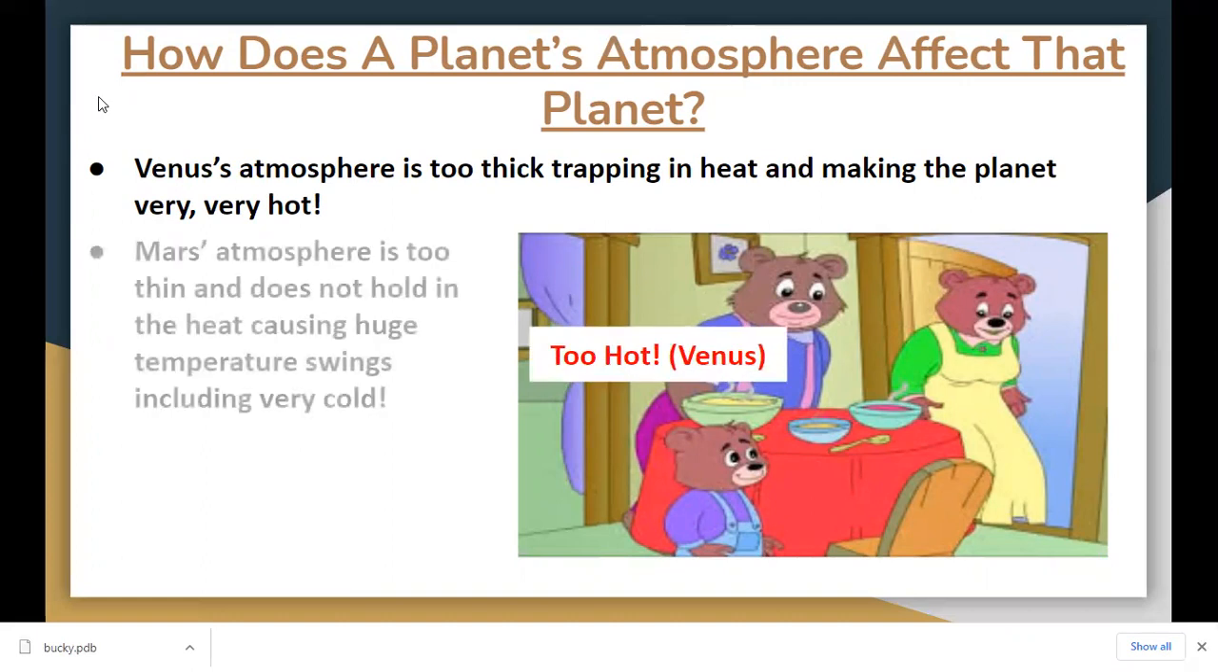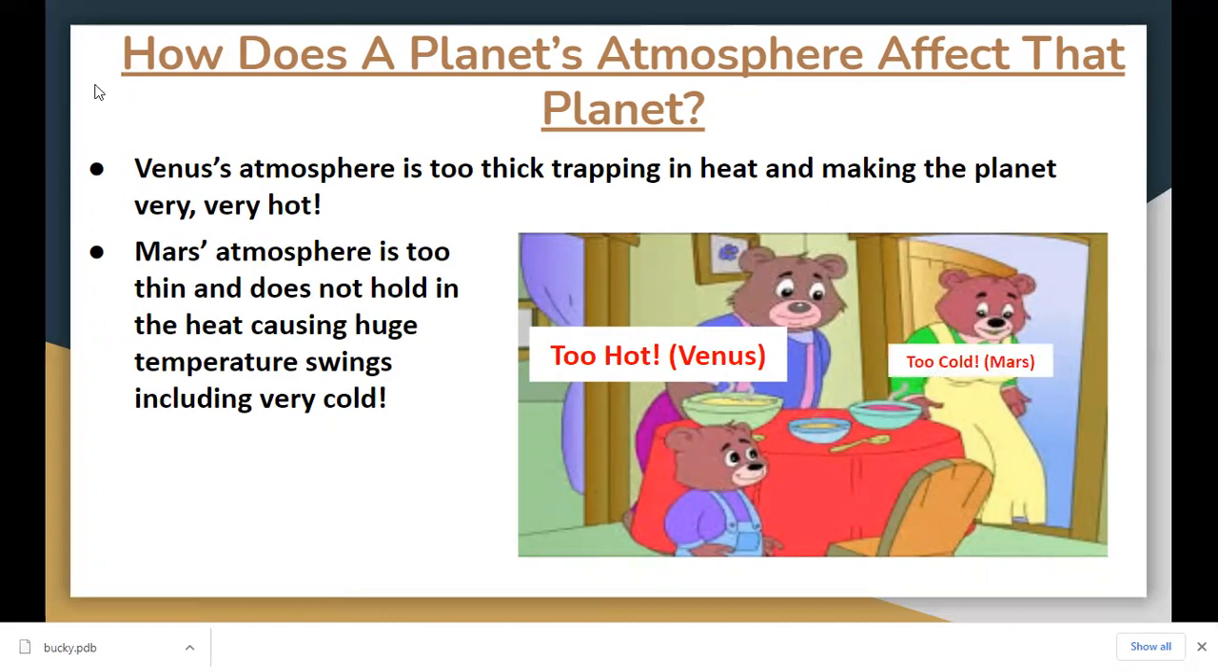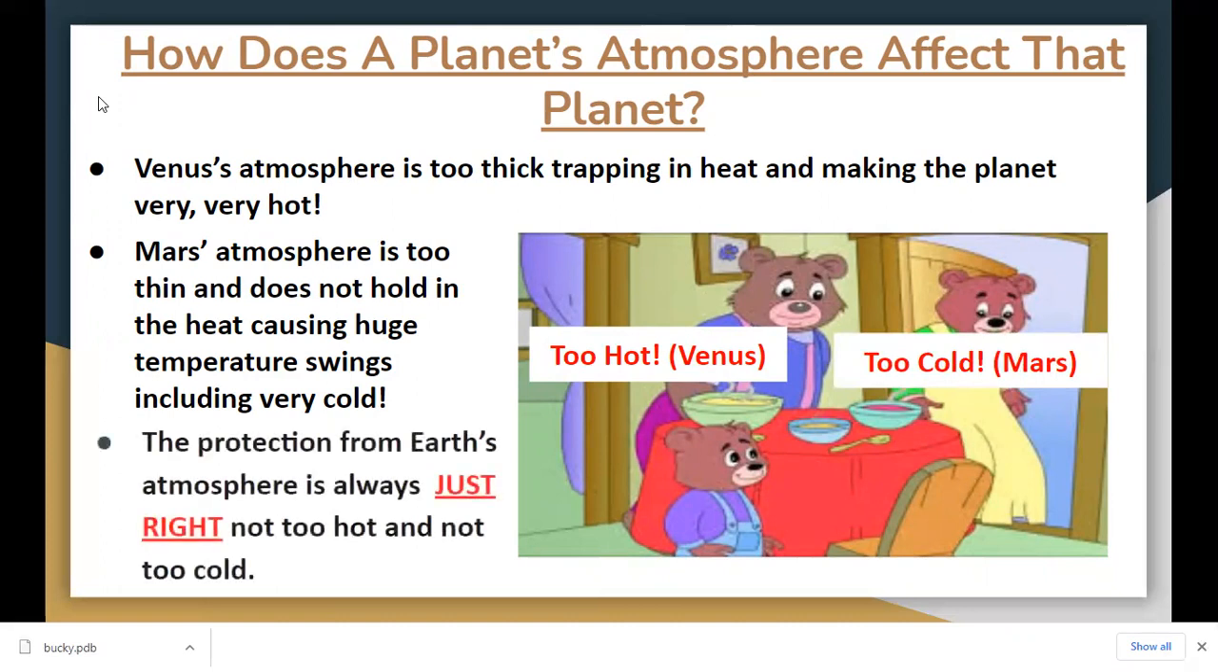That's Venus. Mars's atmosphere is too thin and does not hold in the heat, causing huge temperature swings, including very cold. So there's Mama's porridge, too cold, that's Mars. The protection from Earth's atmosphere is always just right, not too hot and not too cold. That's Baby Bear's porridge, just right, that's your Earth.